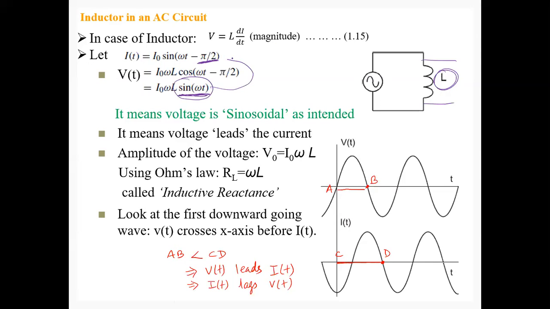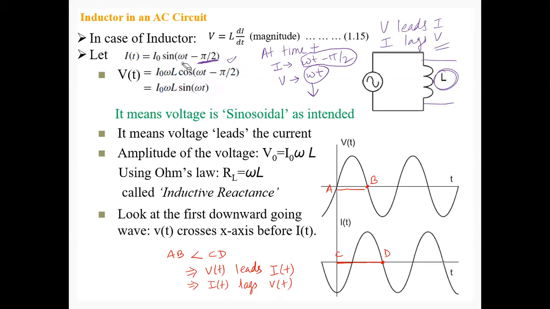Okay, now I want to compare these guys. So which one lags now? At time t, what is I? I is omega t minus pi over 2. At the same time t, what is your v? Omega t. Which is bigger? V is bigger, or is this guy bigger? V. So that's why V leads I here. V leads I, or I lags V. So that's what it is. So voltage leads the current.